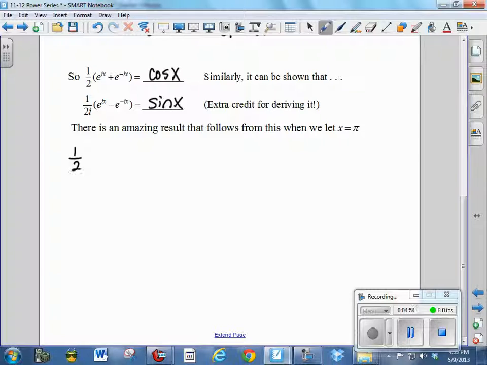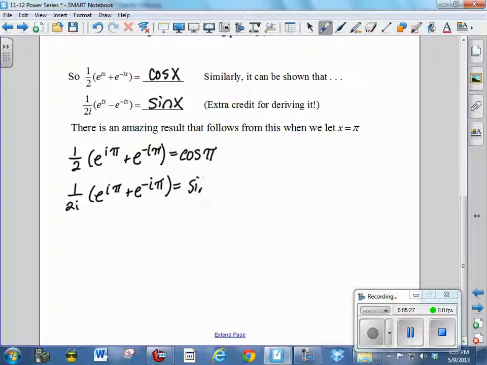So we have 1/2 (e to the ix plus e to the negative ix). I'm sorry, I said I'm going to put pi in there and then I forgot to do it. So 1/2 (e to the i pi plus e to the negative i pi) equals cosine of pi. And 1 over 2i (e to the i pi minus e to the negative i pi) is equal to sine of pi.